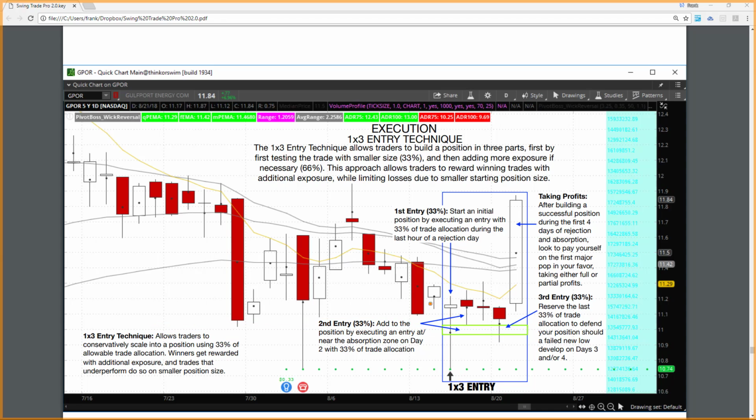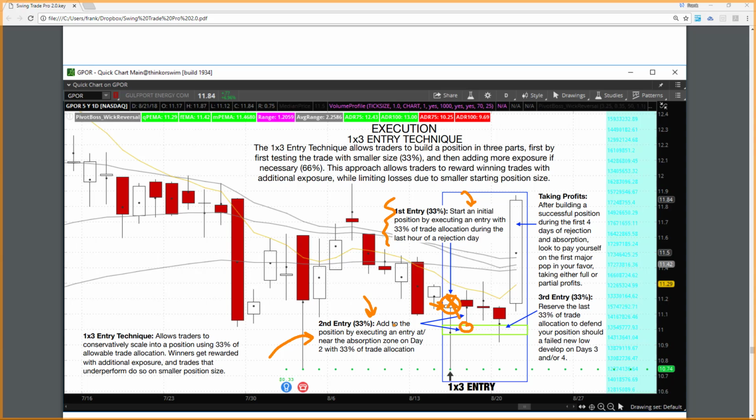You have your major rejection day here, and so typically speaking, if I am very bullish this opportunity, I'll enter at the end of the day here. So in the last hour of the day, you want to start an initial position by executing an entry with 33% of trade allocation during the last hour of a rejection day. There you go.